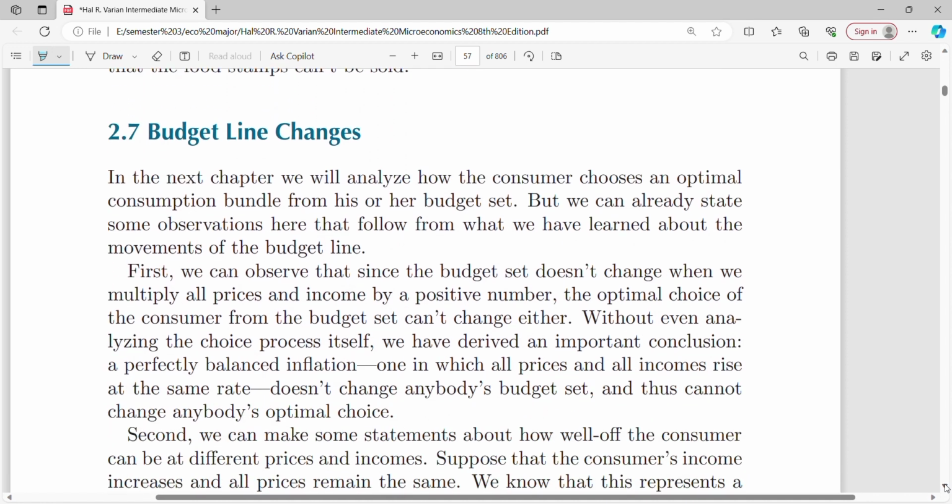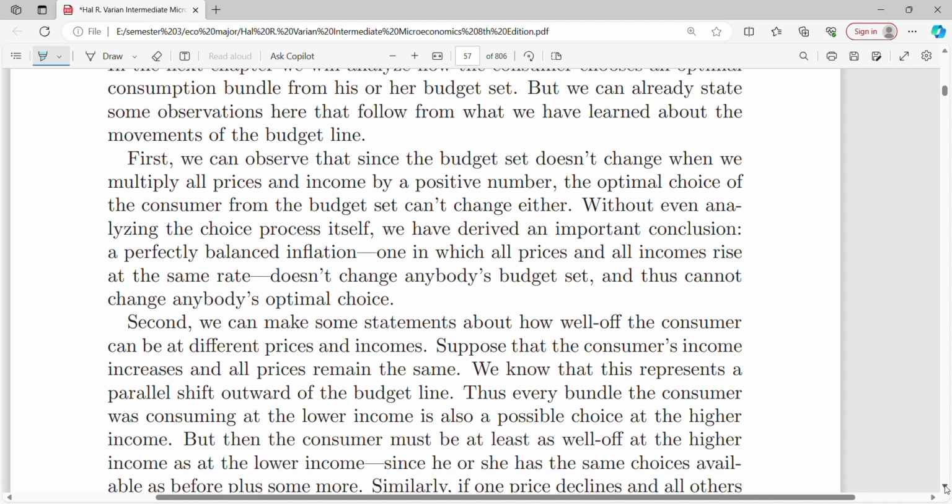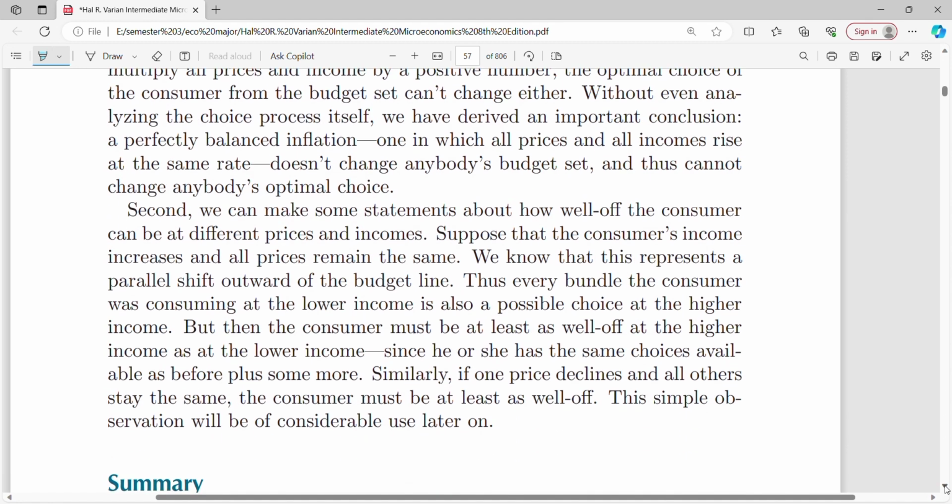So that was the last part of this chapter, budget line changes. In the next chapter, we'll analyze how a consumer chooses the optimal consumption bundle, that is, the most satisfying bundle. And that's it with this chapter.